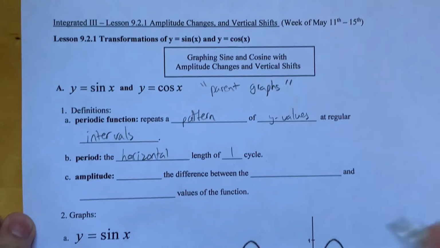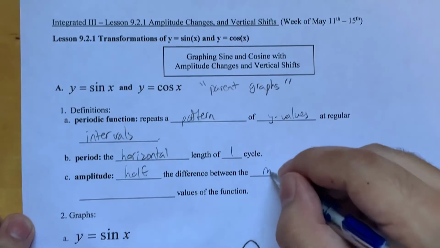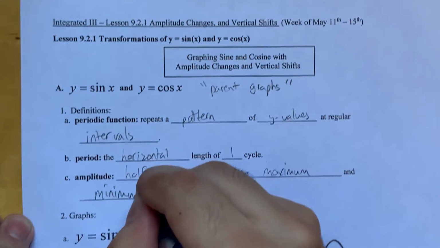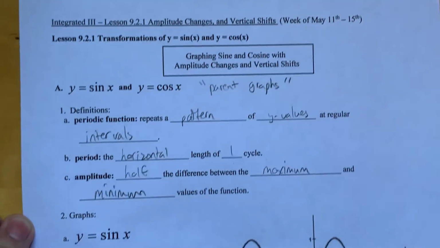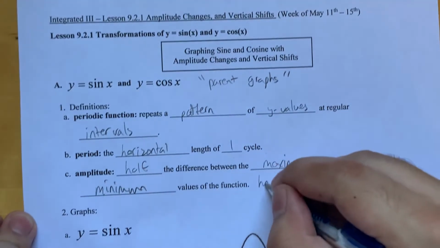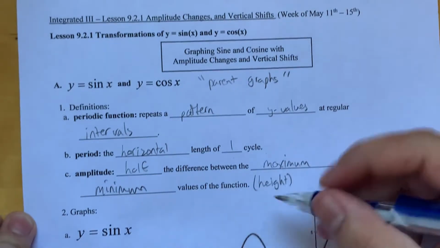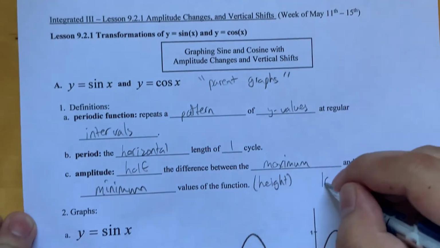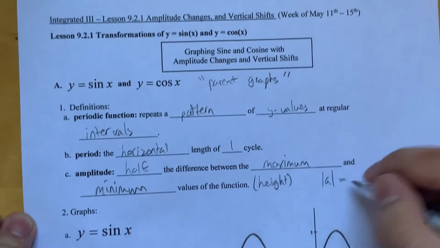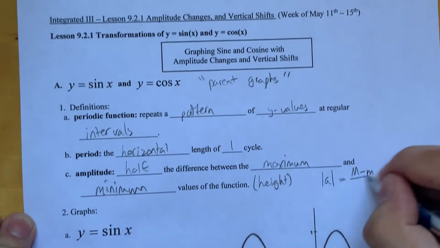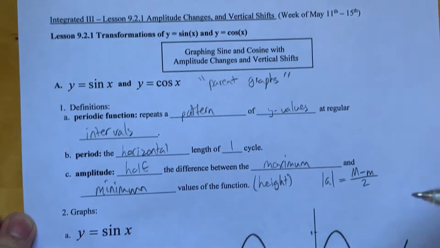The amplitude is half the difference between the maximum and minimum values of the function. So the height, that's what it's saying, the maximum height and the minimum height of the function. So we can say that the absolute value of the amplitude will equal the maximum, capital M, minus the minimum, lowercase m, all over 2, because half the difference.